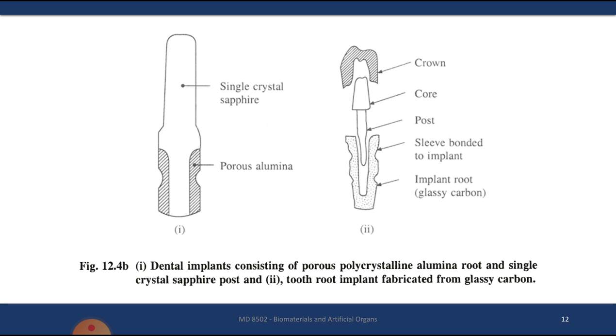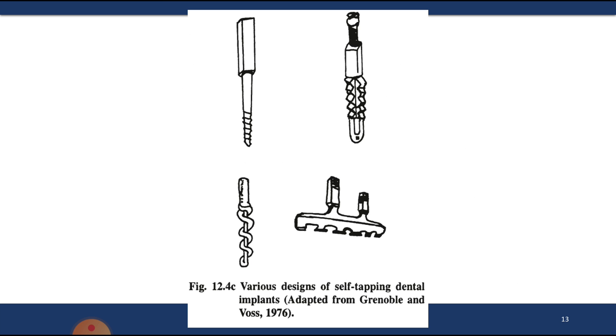The second one is the tooth root implant fabricated from glassy carbon. So we have different materials, and we can choose among them depending on the person's requirement and the severity of the root canal disease. Moving on to the next picture, we can see the various designs of self-tapping dental implants. One has a needle-like structure with thread at the bottom, another one has a curved structure, another one is kind of meshy, and these are the different kinds.